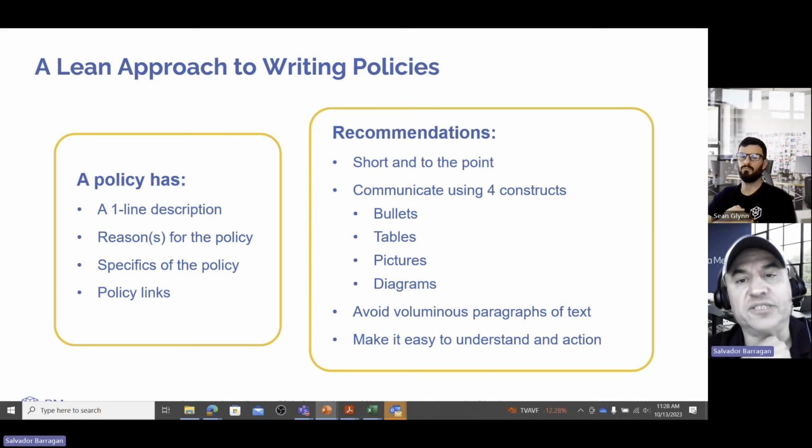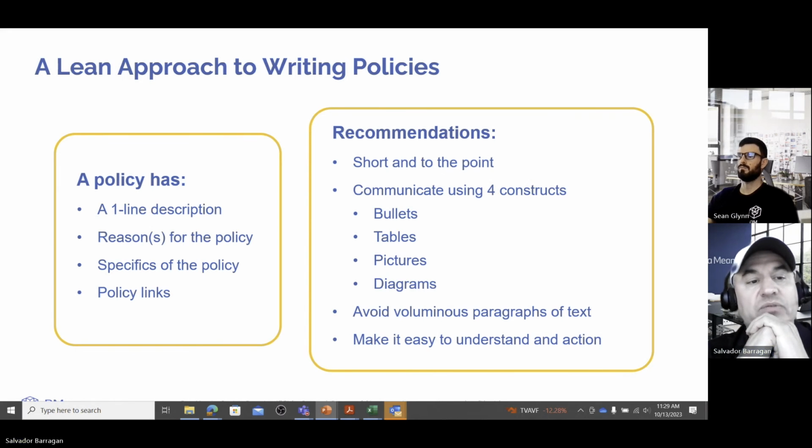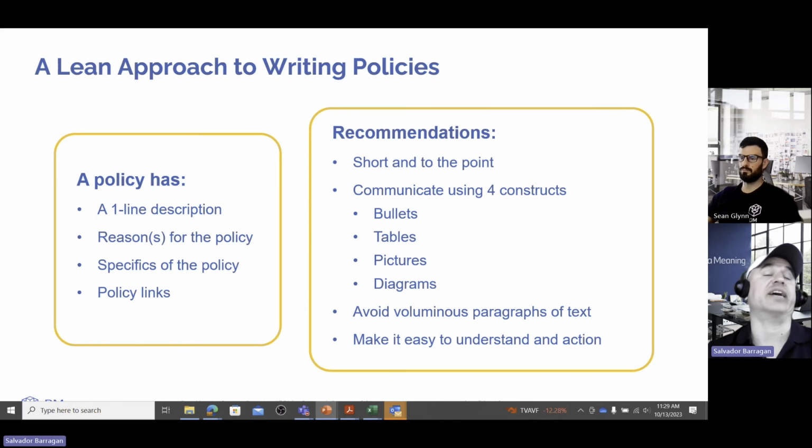And some recommendations: short and to the point when you write it. Communicate it with bullets, tables, pictures, and diagrams as much as possible. I think the less amount of words you use, the better. You want to avoid, as I just said, a lot of text. So not paragraphs of text, but get to the point very quickly and make it easy to understand, but not just understand, make it easy to be actionable.